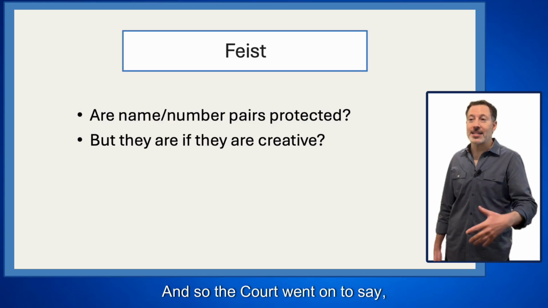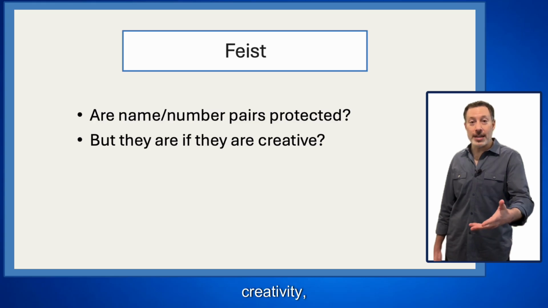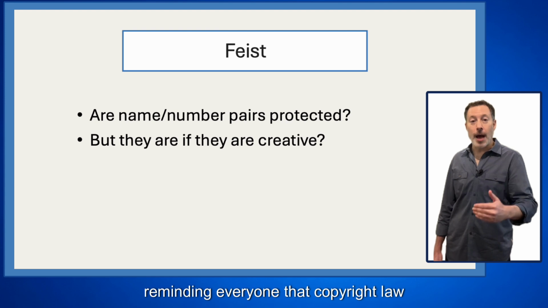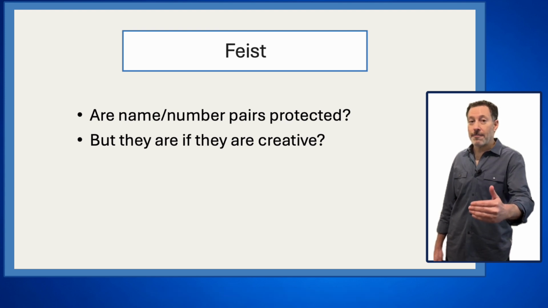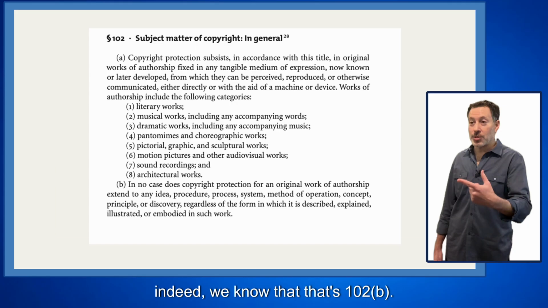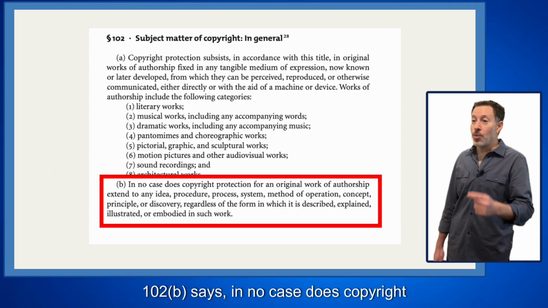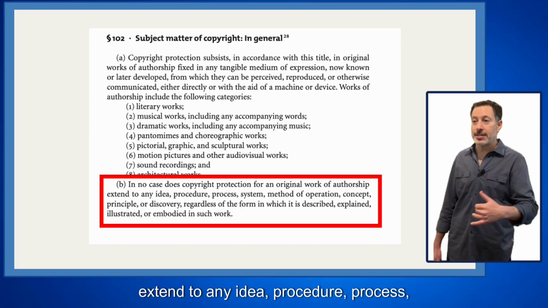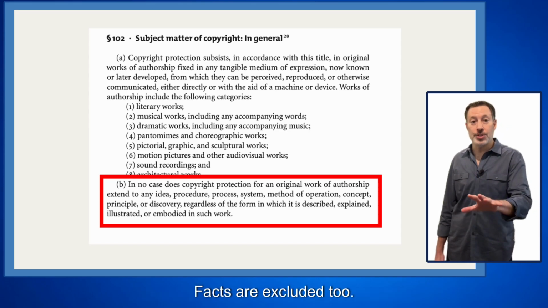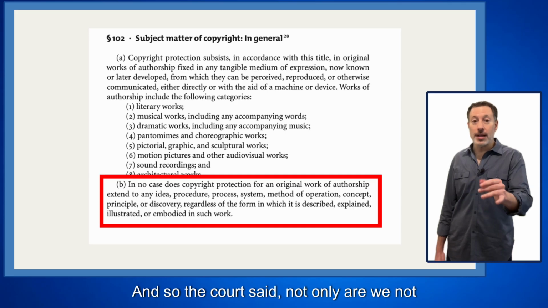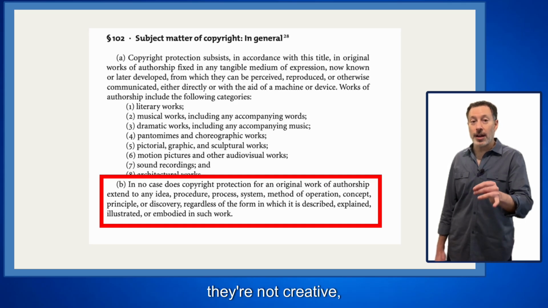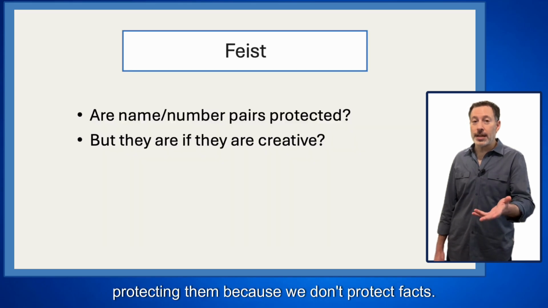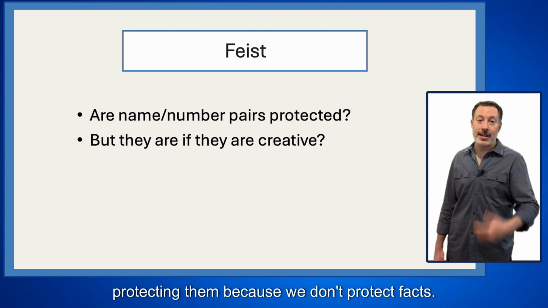And so the court went on to say, be careful, we're looking for creativity, but even more, we're reminding everyone that copyright law doesn't protect facts. And indeed, we know that. That's 102B. 102B says, in no case does copyright protection for an original work of authorship extend to any idea, procedure, process, system, and so on. Facts are excluded too. And so the court said, not only are we not protecting name-number pairs because they're not creative, that takes us part of the way there. Not only that, though, we're also not protecting them because we don't protect facts.